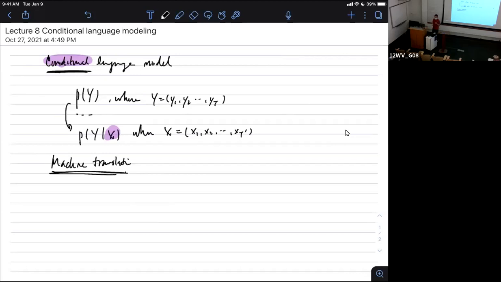Under this conditional distribution, the correct translation of the source sentence x should have a high probability. Now, I'm saying a correct translation because we are again getting into the part of machine learning where we are no longer assuming that there is one correct answer given some input.